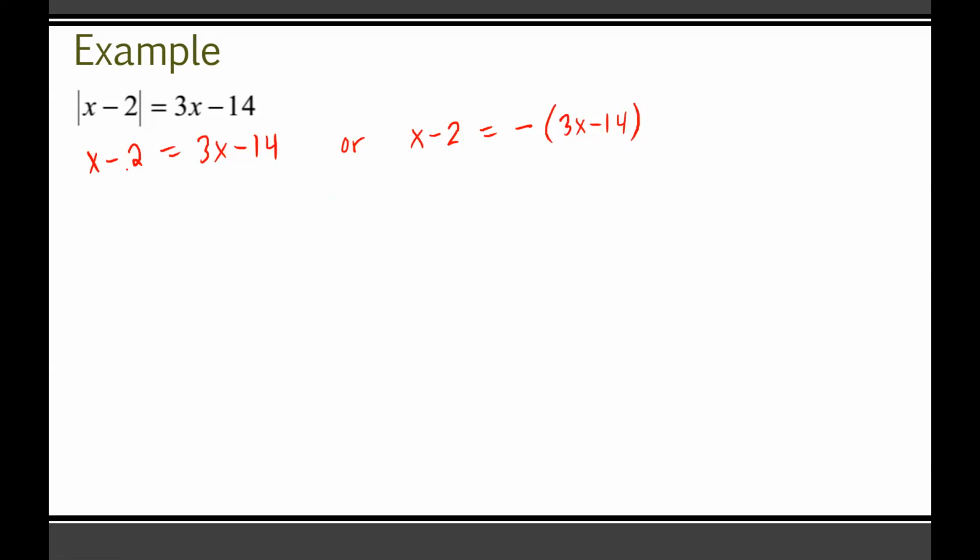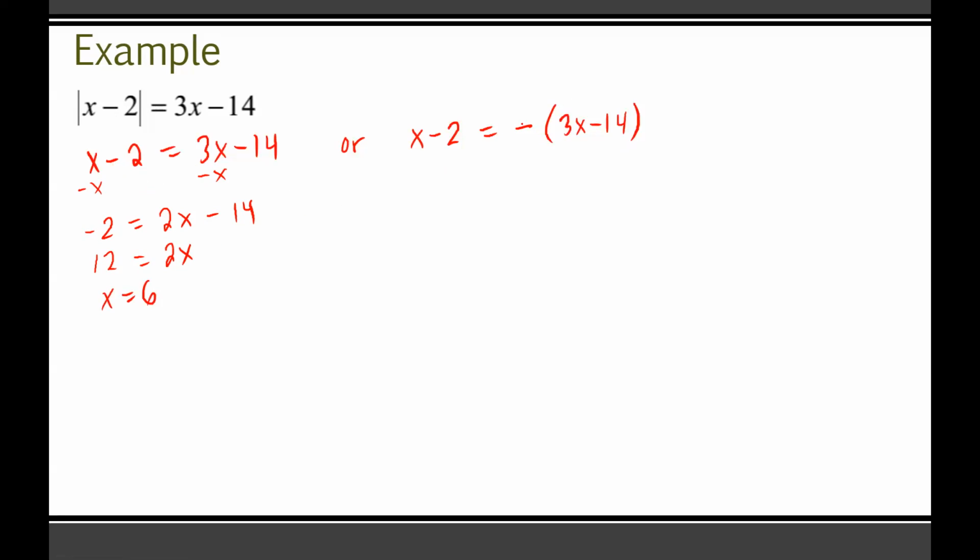We should combine our like terms. I think on this one, I could subtract x from both sides. So that'll give me negative 2 equals 2x minus 14. And then add 14, that gives me 12 equals 2x. And then divide by 2, and we're going to have x equals 6.